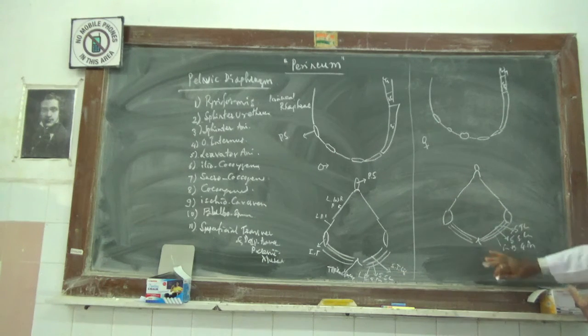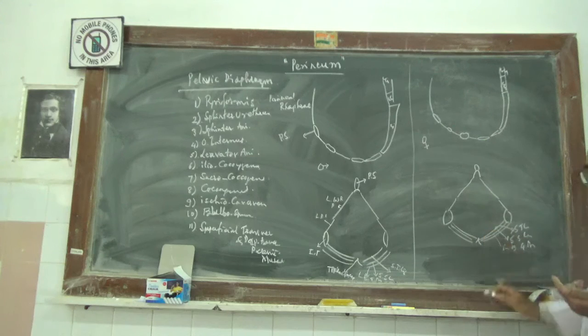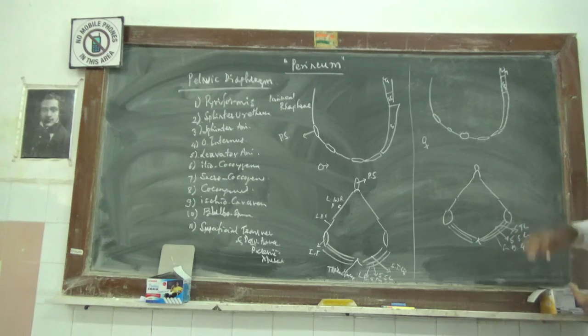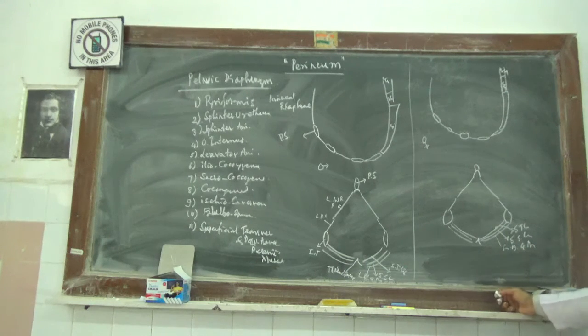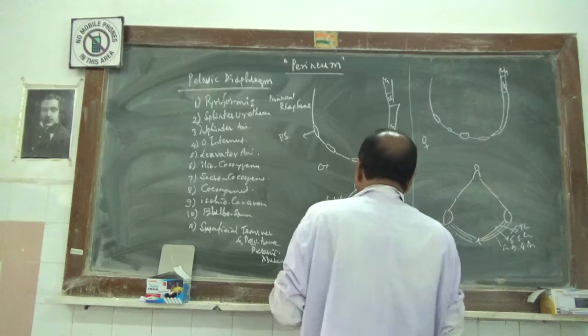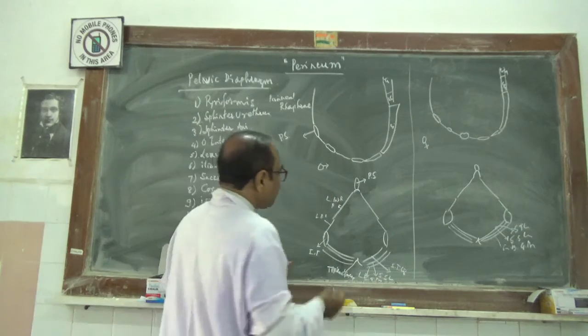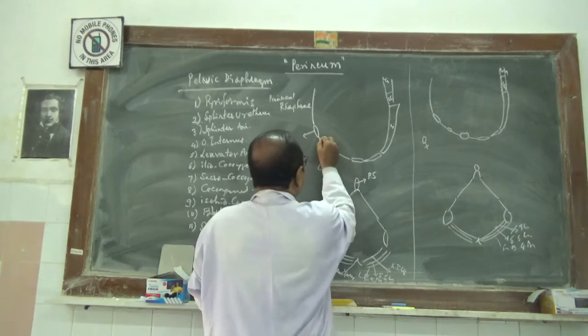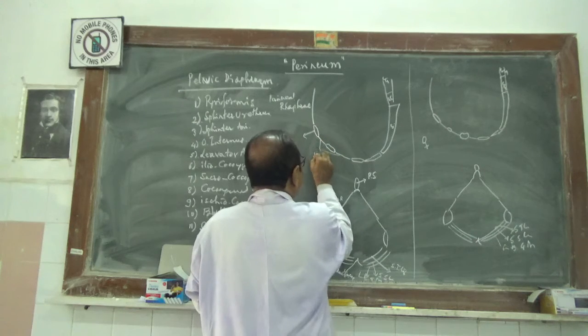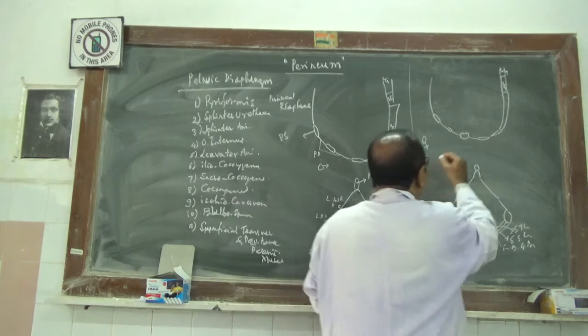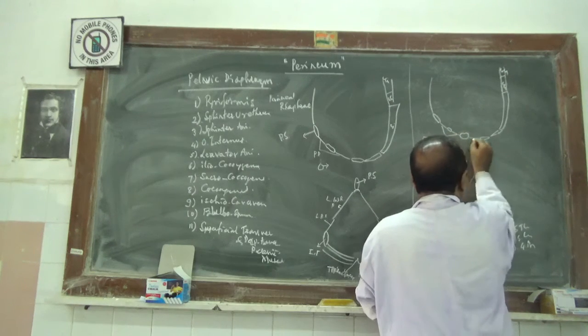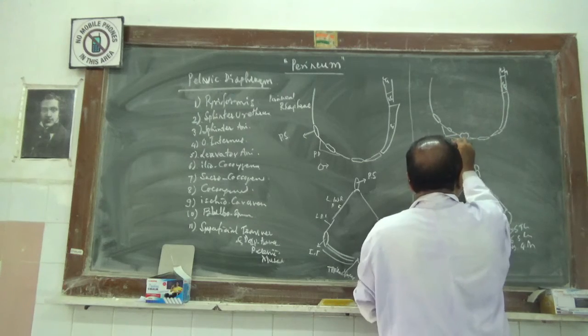So this is a view of the perineum from below upward, or what we can say is a coronal section of the perineum in both male and female. Here this is the PD, meaning pelvic diaphragm. This is what is called the PD, pelvic diaphragm.